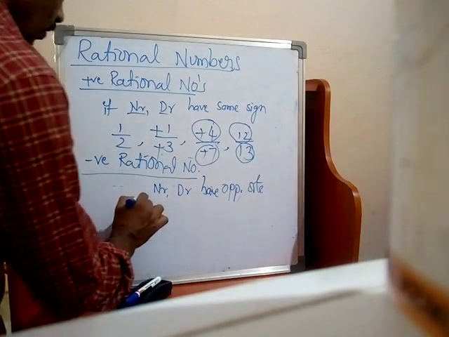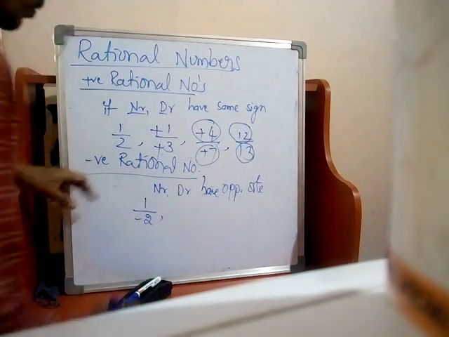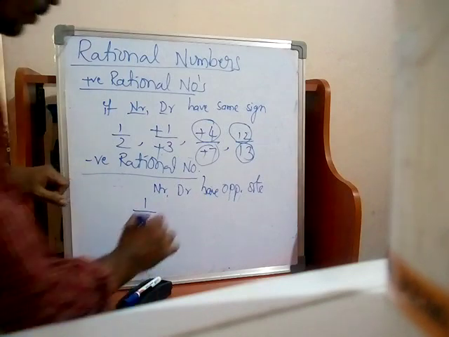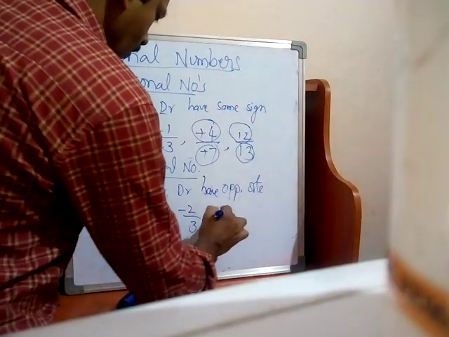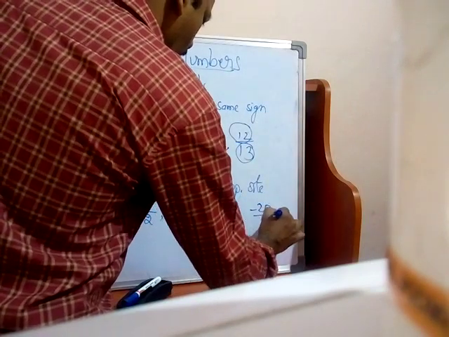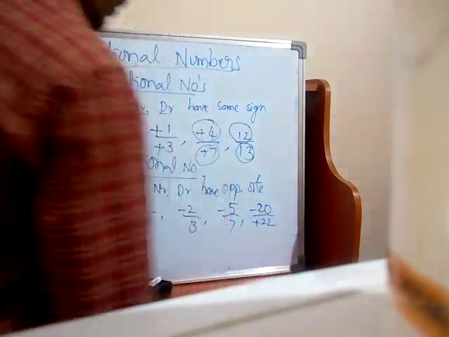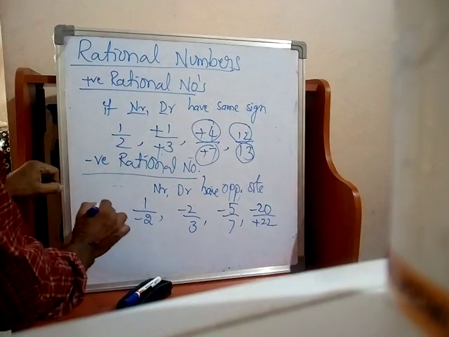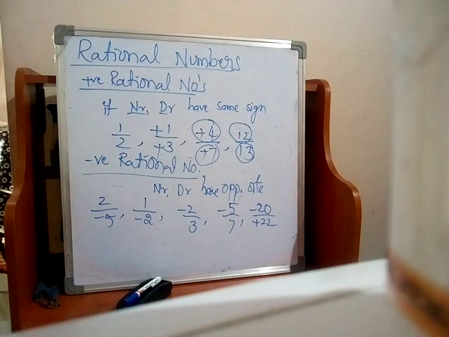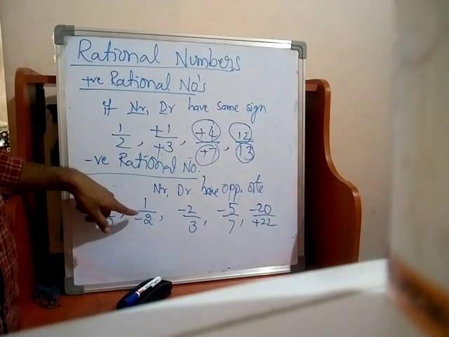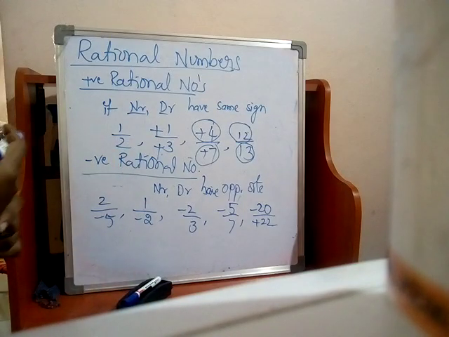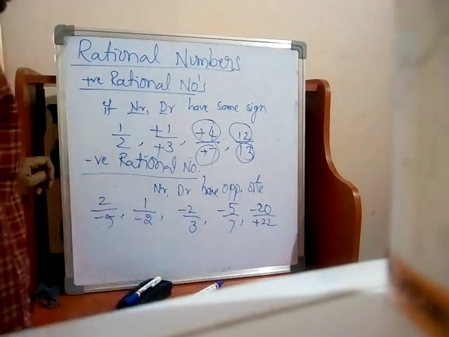Okay, so 1 by minus 2 like this. Numerator and denominator both having opposite signs. One is positive, one is negative. Minus 2 by 3. Minus 5 by 7. Minus 20 by plus 20 like this. 2 by minus 5 like this. These all are negative rational numbers. Why? Because numerator and denominator both have opposite signs, means both have different signs. So that's why these are negative rational numbers.